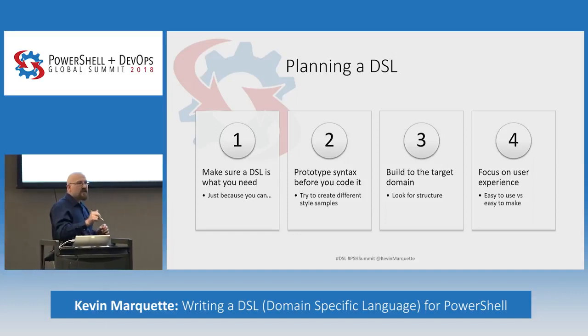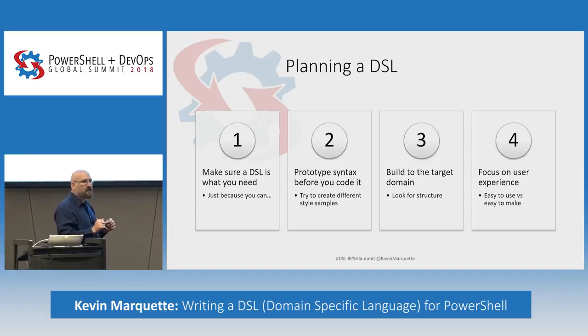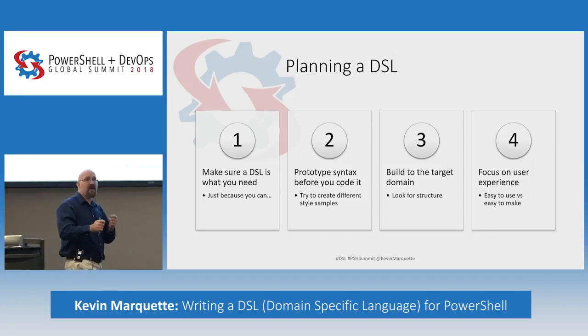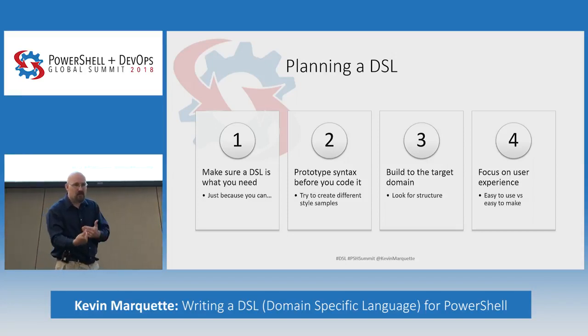Prototype the syntax before you code it. This is probably the most valuable tip that I've learned when writing and working with DSLs: write the code as if you're using it. Pretend like everything exists and get a feel for your interaction with it. Do a couple of different versions until you see the syntax that you think you can implement and that fits really, really well with the flow you want.